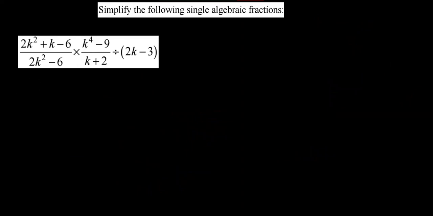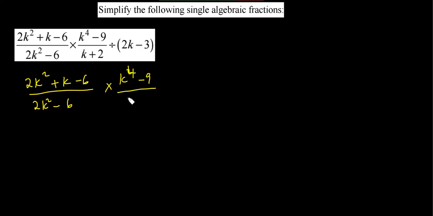We need to change the last term. So it's going to be 2k squared plus k minus 6 over 2k squared minus 6, then times k to the power 4 minus 9 over k plus 2. Then here we have multiplied by 1 over 2k minus 3. You can see what we have done on the last term. We are saying 1 over because this is more like 2k minus 3 over 1.